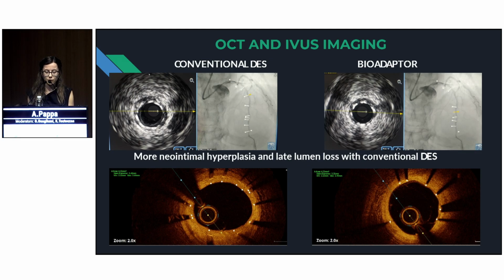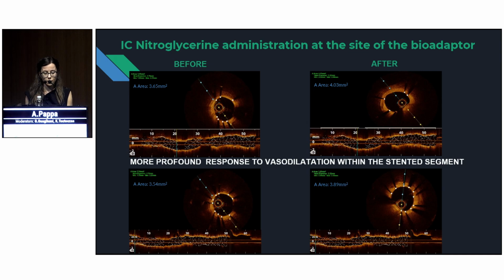What we discovered is that with conventional DES, there is some degree of neointimal hyperplasia, which is not so prominent with the bioadapter. This is obvious both with IVUS as well as with OCT. We can see that with OCT, the stent struts are well within the intima, while in the bioadapter, they're just under the endothelium. We also experimented with intracoronary nitroglycerin administration to see the results of the adaptation of the vessel to vasodilation at the segment within the bioadapter and within the segment of the conventional DES.